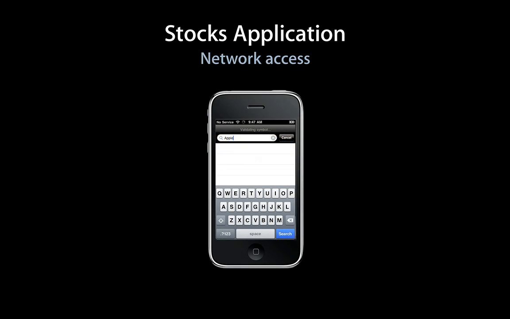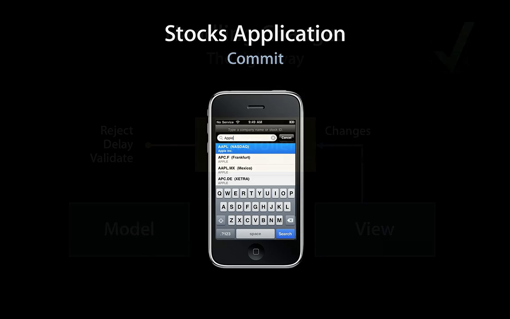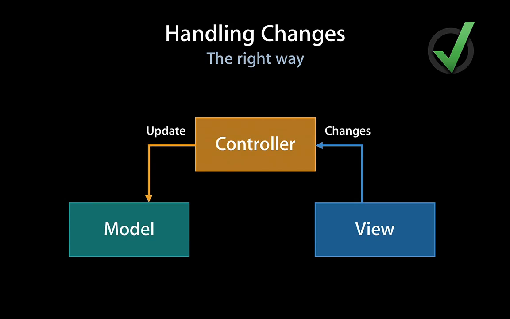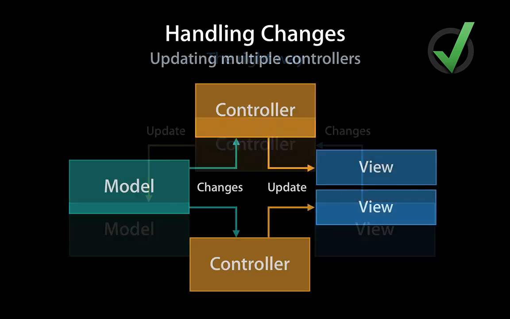Here's an example. If you look at the stocks application, that text view, I just typed Apple in there. The text view has no knowledge about what's going to happen next, that there's going to be some network access, that a table is going to be populated with a set of multiple choices, and that the user is going to choose one of them. That's going to be the responsibility of the controller to then turn around and take that change and commit it back to the model, as shown here, right? It's the controller's job to take that change and then go and tell the model about it, that the user has actually made a choice. So that's handling changes the right way.